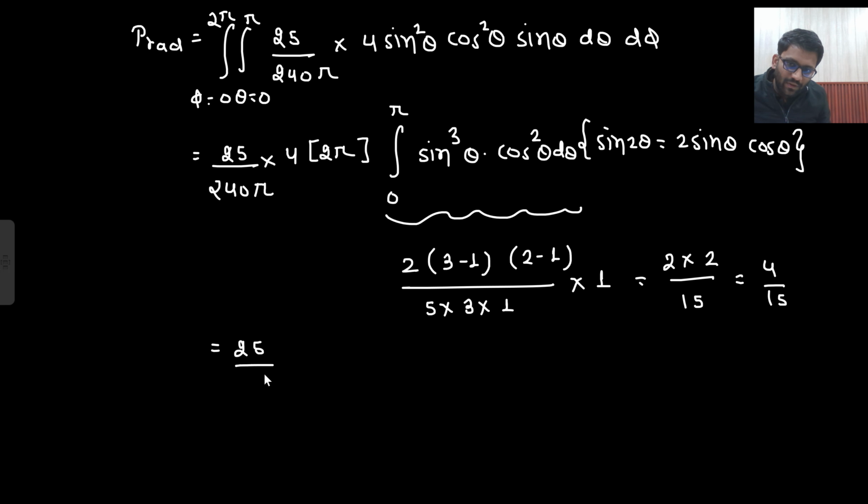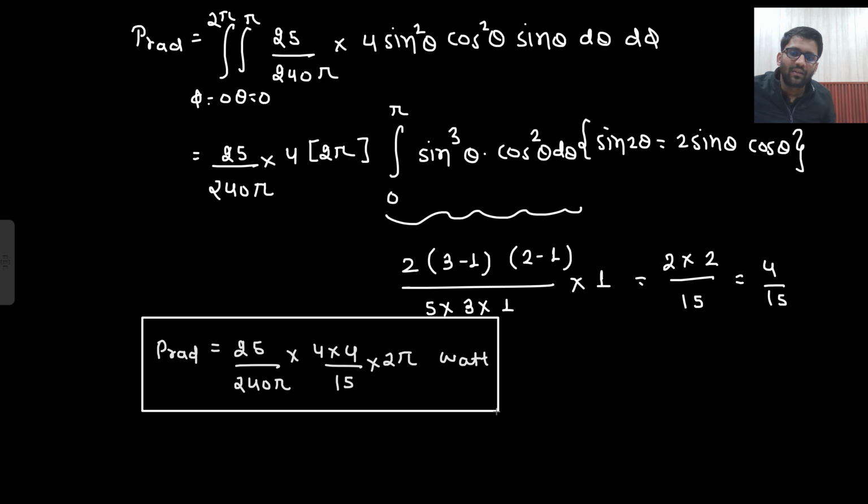So 25 divided by 240 pi into 4 divided by 15 into 2 pi. This we are getting as P radiated. So this is your P radiated.